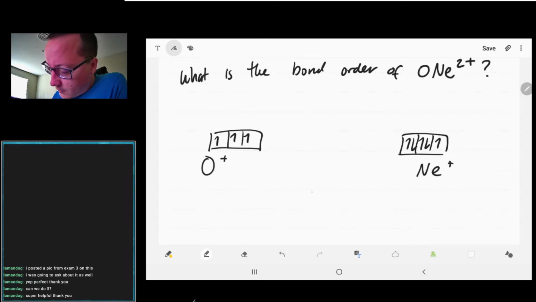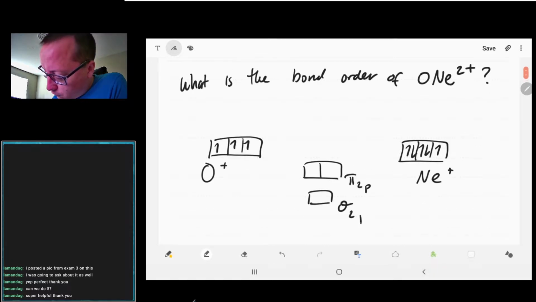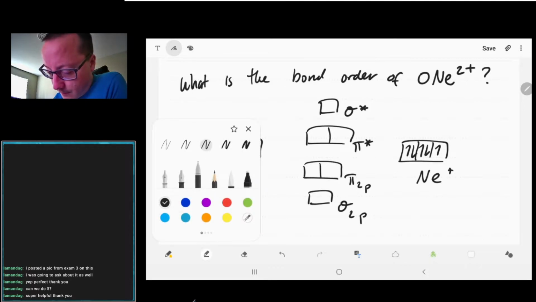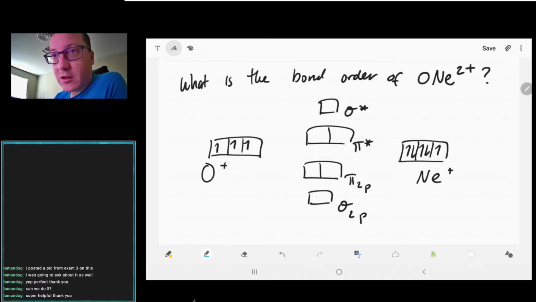So remember, for oxygen, the sigma 2s is going to be our lowest. Then we have pi 2p. These are all 2p. We got pi star, and then sigma star. So looking at this, it looks like 8 electrons total. So let's go ahead and start filling those in. 2, 3, 4, 5, 6, 7, 8.